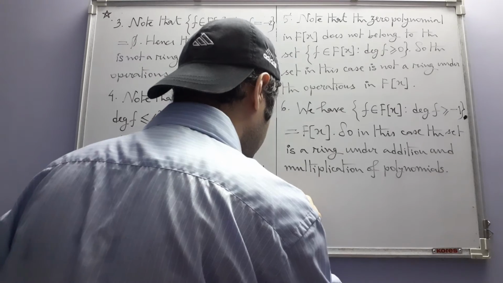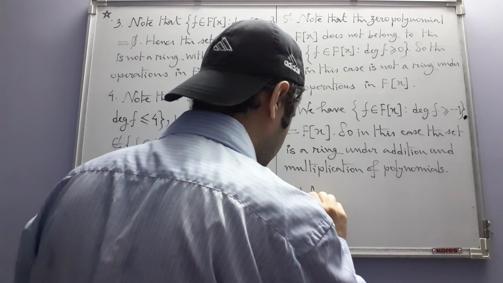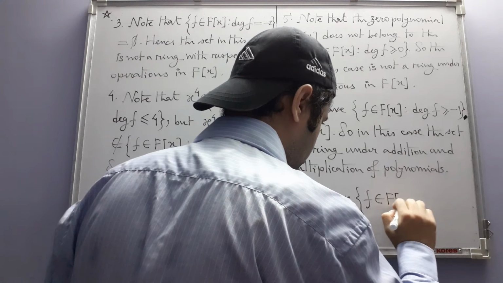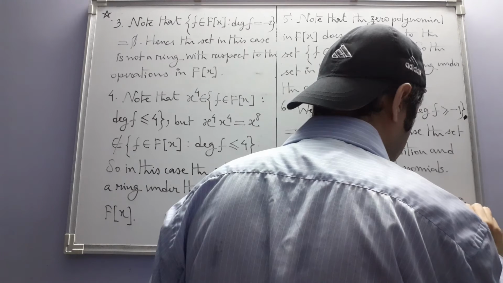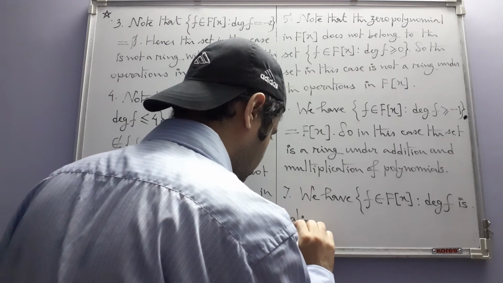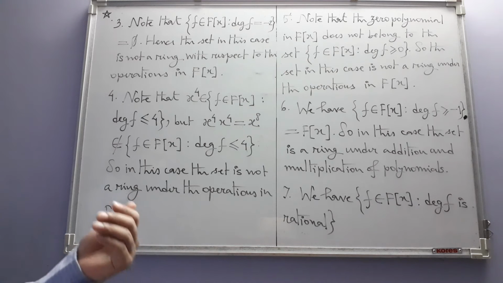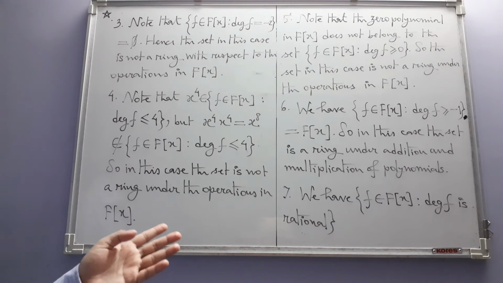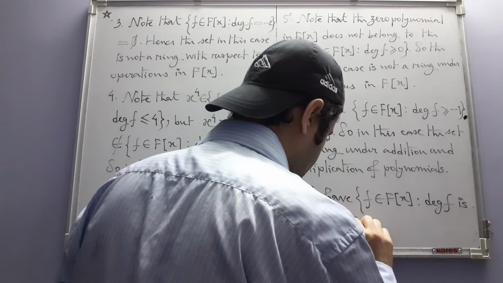Then number 7. Okay, in number 7 we have the set where degree of f is rational. In this case also the set is the entire F[x]. That is because, the way we have defined degree, for any polynomial the degree is rational. In fact, it is an integer. So that's why this is equal to F[x].